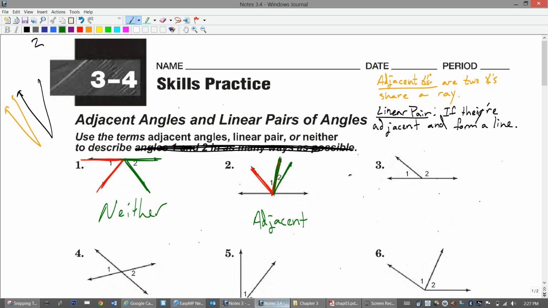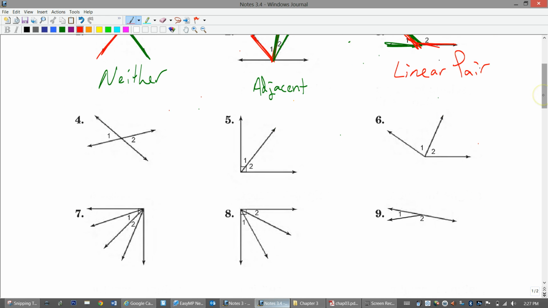Okay. Next one. Are they adjacent? Do they share a ray? That ray, right? They share a ray. Do they form a line? Yes, that means they're a linear pair. To be a linear pair, they have to be adjacent. Okay. Number 4. Are they adjacent?